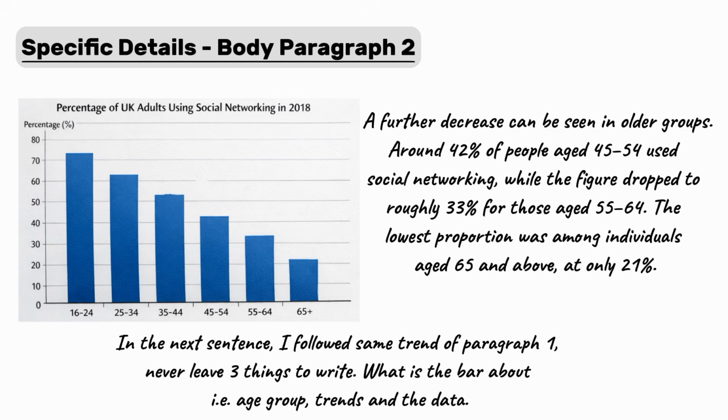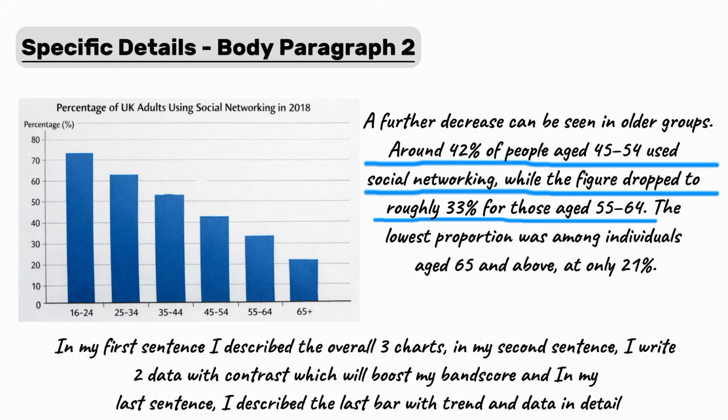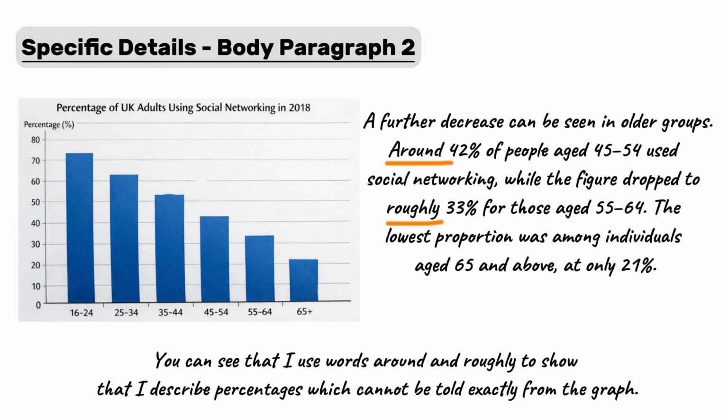In the next sentence, I followed the same trend as paragraph 1, never leaving out 3 things to write. What is the bar about? That is age group, trends, and the data. In my first sentence, I describe the overall 3 bars. In my second sentence, I write 2 data points with contrast, which will boost my band score. And in my last sentence, I describe the last bar with trend and data in detail. You can see that I use the words "around" and "roughly" to show that I describe percentages which cannot be told exactly from the graph. Great!